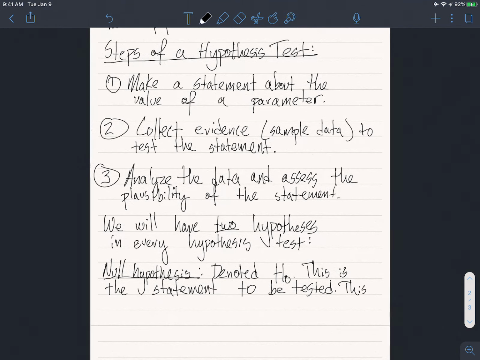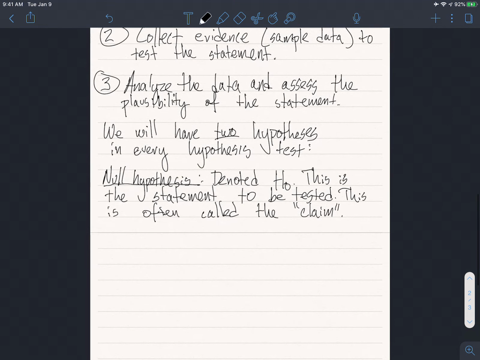This is often called, at least I call it, the claim. Oops, forgot the word "the." Oh, sorry about that. I missed all the erasing. So you might hear me call it the claim. So the null hypothesis, denoted H0, is the statement to be tested, often called the claim.